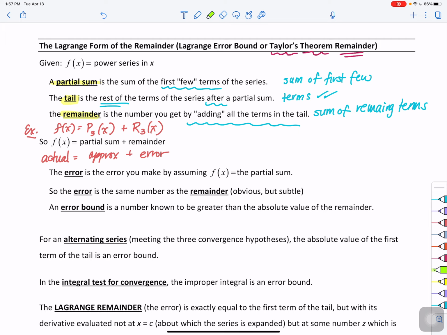And note this remainder uses 3. It does include the fourth term and beyond, but we use that notation to note how many terms we used for the approximation, okay? So the error is the error you make by assuming f of x is the partial sum, okay? So the error is the same number as the remainder. Now, even though that's obvious, it's not subtle. So what we want to do is make sure that you understand that the error is the same number as the remainder.